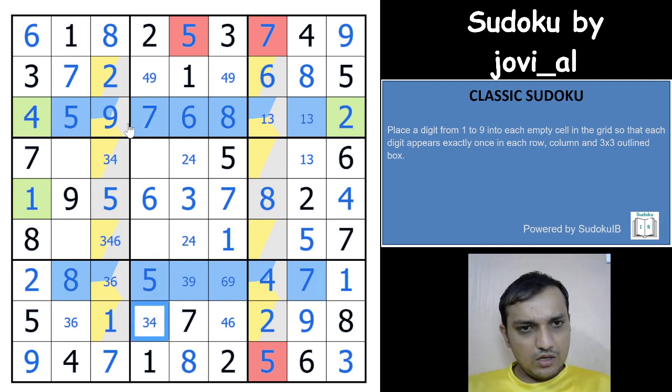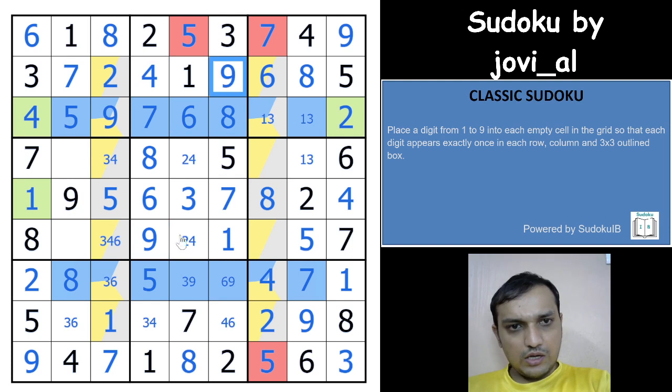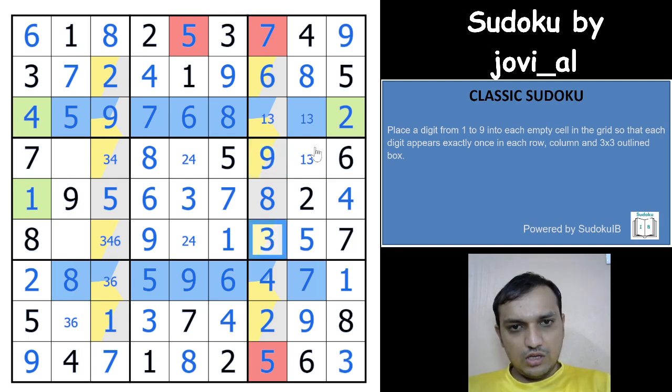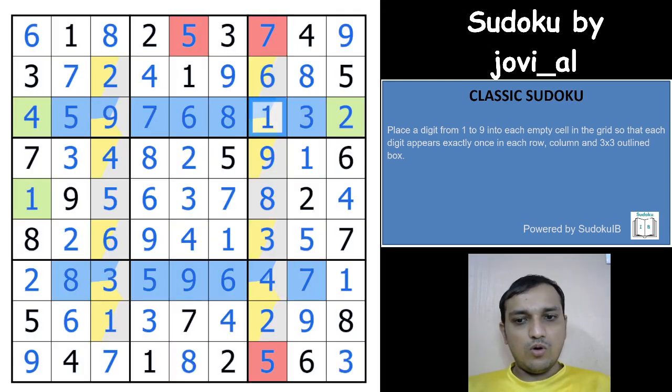3, 4, 9, and 8. So 8 is in one of these two cells. 8, 3, 4, and 9. So this would have to be 4 and not even 4 and 9. It has to be a 9, 4, 9, 3, 9, 6, and 4. This cell is a 9, 3, 1, 3, 6, 4, 6, 2, 4, 2 and 3. So 3 and 1. Wow, awesome.